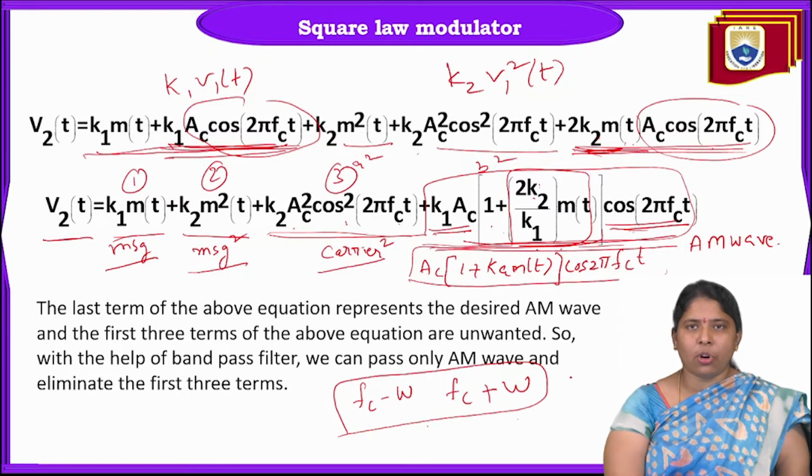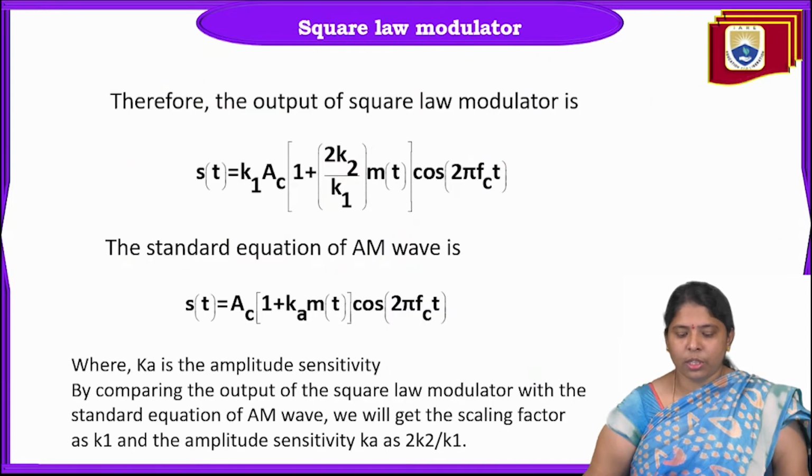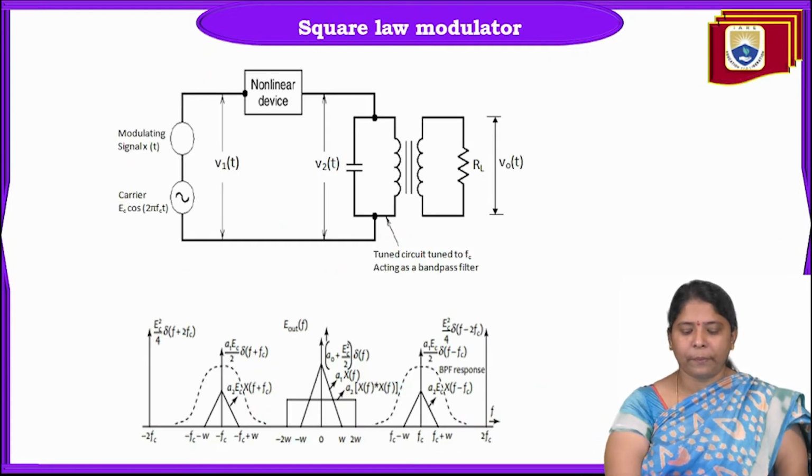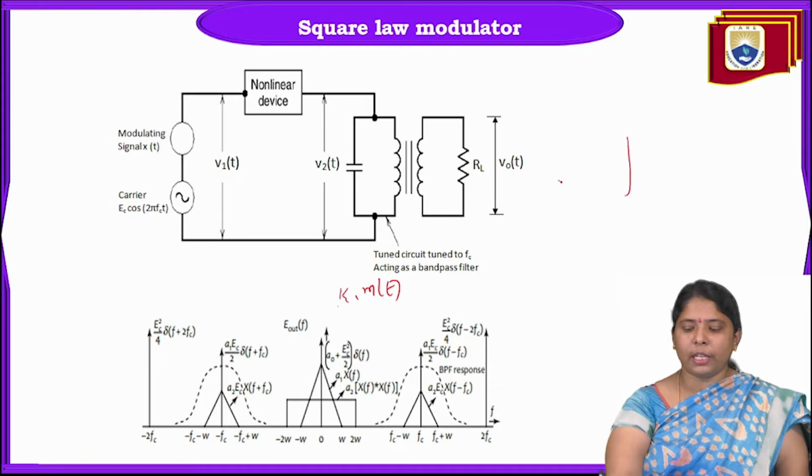Why is the first term not allowed? If you observe the spectrum of M of t, the message signal, the first term is K1 into M of t. What is its spectrum? Its spectrum occupies the region at 0, near to 0.